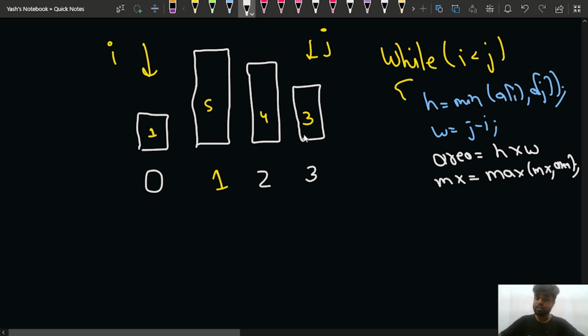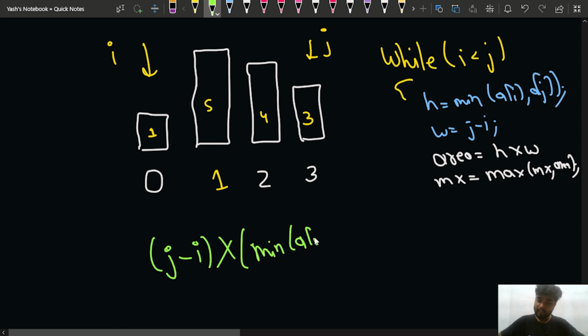But we also need to shift the pointers, because we need to try out other possibilities as well. So which pointer should I optimally move? If you see one thing, the answer depends on what? For any particular pointers I and j, the area is nothing but j minus I into the minimum of a of I comma a of j.